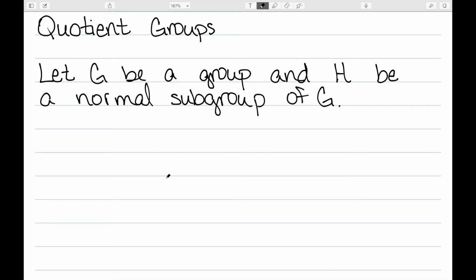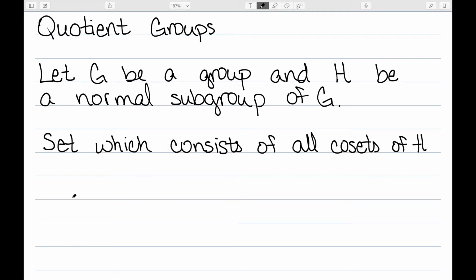In this video, I want to define a quotient group. We're going to let G be a group and H be a normal subgroup of G. We want to consider the set that consists of all the cosets of H, and that's denoted by G over H.